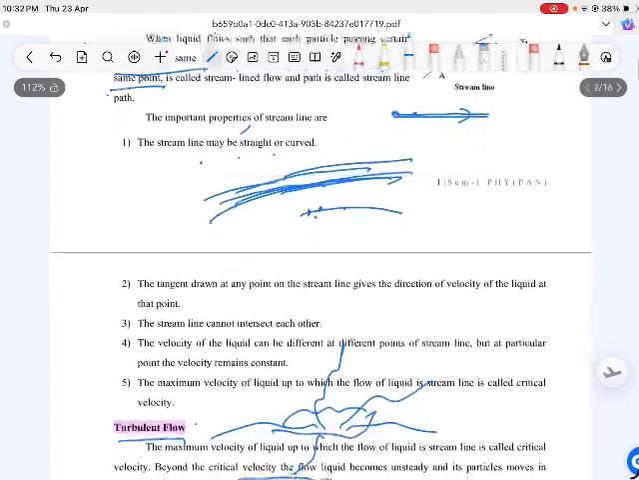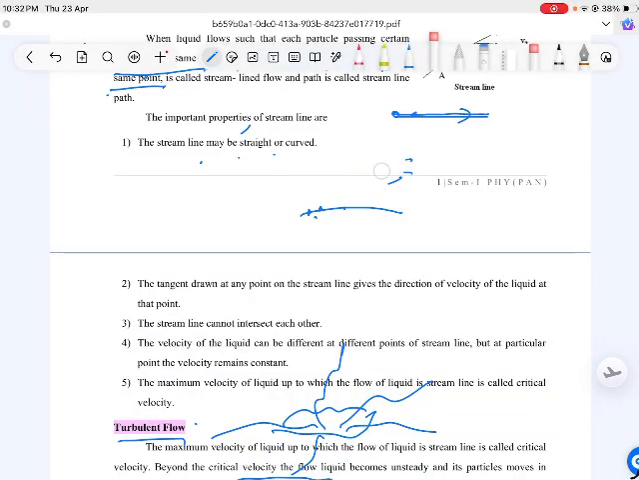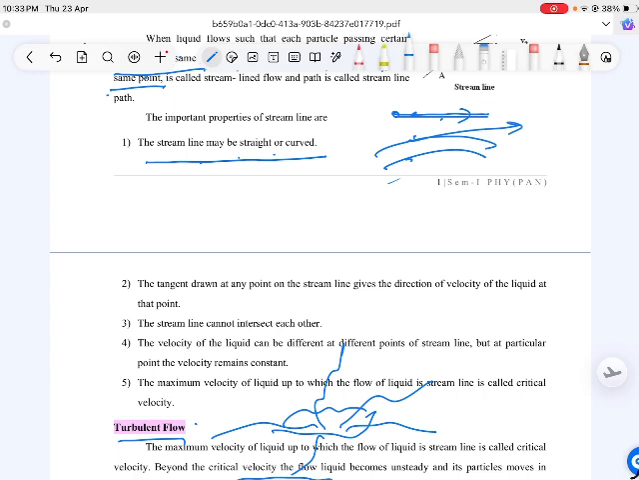There are some important properties of streamline flow. The first property is that the streamline flow may be straight or curved. The tangent drawn to the streamline at any point gives the direction of velocity of the liquid.